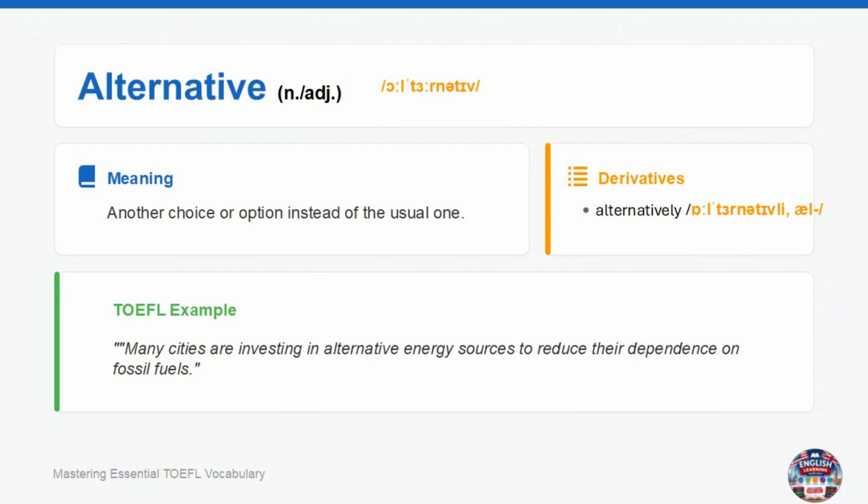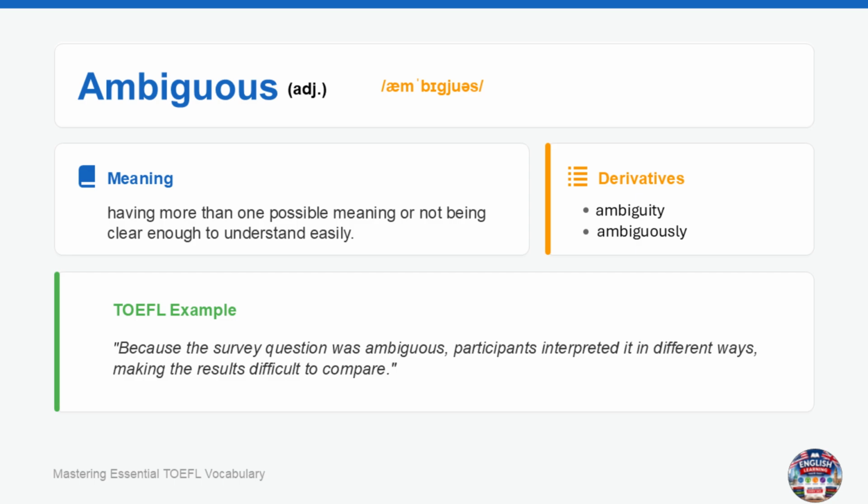Now the derivatives. Alternatively. So alternatively introduces another possibility. Exactly. Ambiguous. Ambiguous. Excellent. Ambiguous means having more than one possible meaning or not being clear enough to understand easily. That sounds like something students should avoid in academic writing. Absolutely. Clear writing is always better than ambiguous writing.